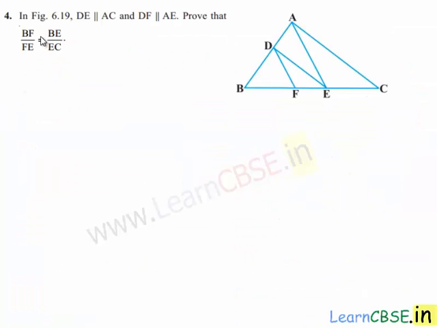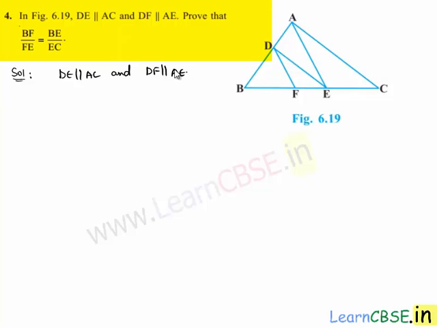Now moving on to the fourth question. In figure 6.19, DE is parallel to AC and DF is parallel to AE. Prove that DF by FE is equal to DE by EC. Now moving on to the solution. He has given that DE is parallel to AC and DF is parallel to AE. Then asked us to prove that DF by FE is equal to DE by EC.